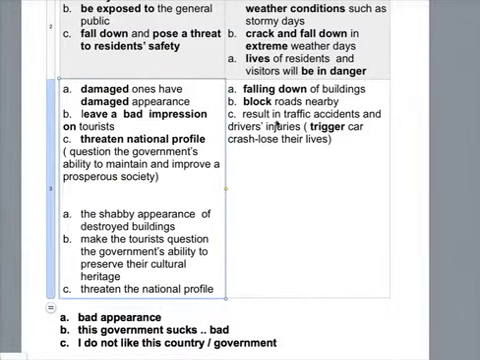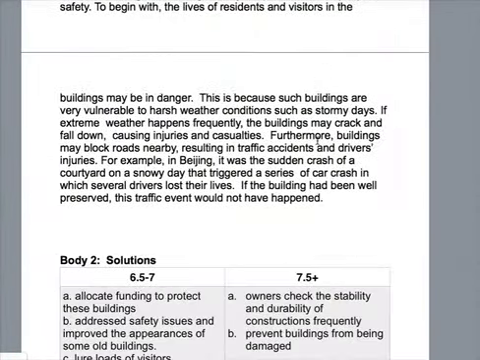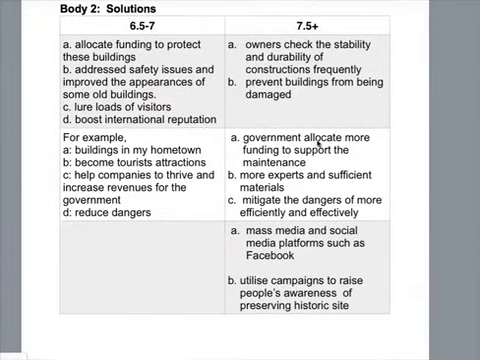But my ones, I used another recipe. I used falling down of buildings, block roads nearby, and resulting traffic accidents and driver's injuries. Okay, and also use the synonym. I put similar phrases: trigger car crash, lose their lives. I have already put another comparison below. You can compare these two sets of phrases yourself and highlight some high mark phrases in my answer.